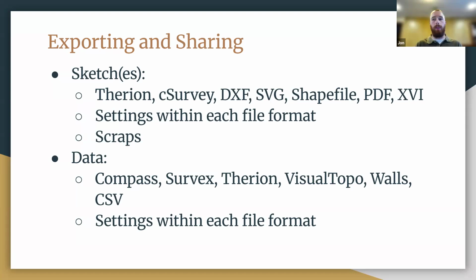With the data, it's the same thing. There's a bunch of different formats. Some folks use Walls, some folks use Compass, and some folks use Therion and everything in between. A CSV file is always a good bet because most of those software can import a CSV file and work with it. But again, the settings within each file format can make a huge difference, and choosing the right format will make a big difference as well. So you're not stuck with something that's unusable and having to type in things manually like we used to do with paper.